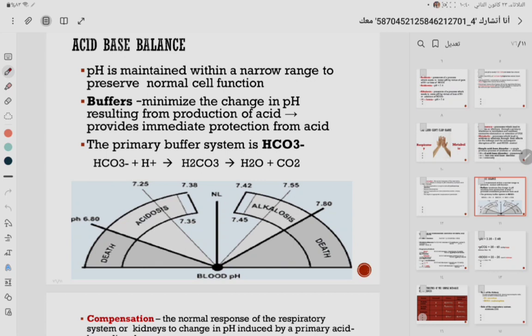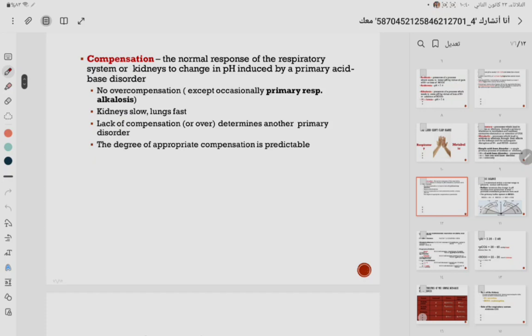Okay, compensation: the normal response of the respiratory system or kidneys to change the pH induced by a primary acid-base disorder. No overcompensation. For example, the response for respiratory alkalosis is metabolic. Respiratory alkalosis may mean you ventilate and clear too much CO2, so the response will be a reduction of the bicarb, and it should not be overcompensated or overshooting, okay? Kidneys are slow, lungs are fast.